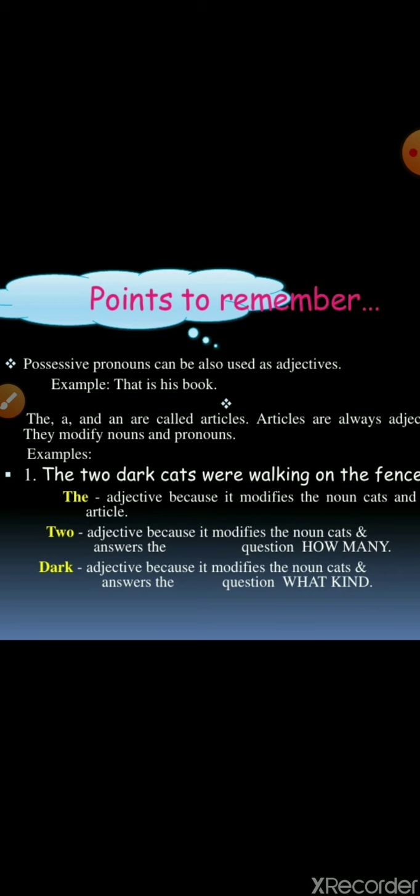So just read with me on the screen: possessive pronouns. A possessive pronoun can also be used as an adjective. Example: this is his book. Now "his" is showing the possession, and "book" is the noun here, so "his" is a possessive adjective. So a pronoun can be used in the adjective's place as well. If you remember yesterday's class, we did possessive pronouns, which show the possession of some property. So it is the same.